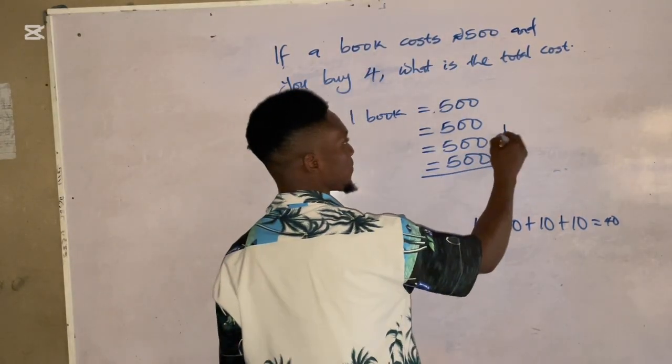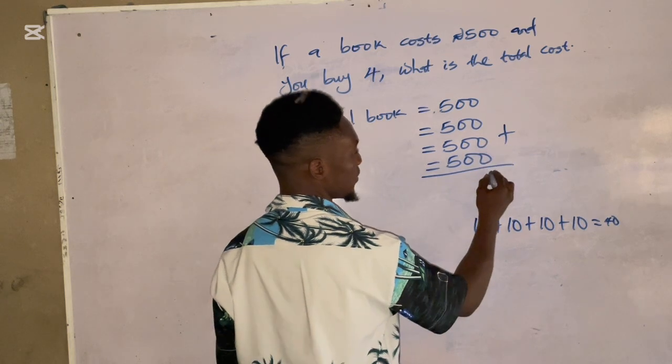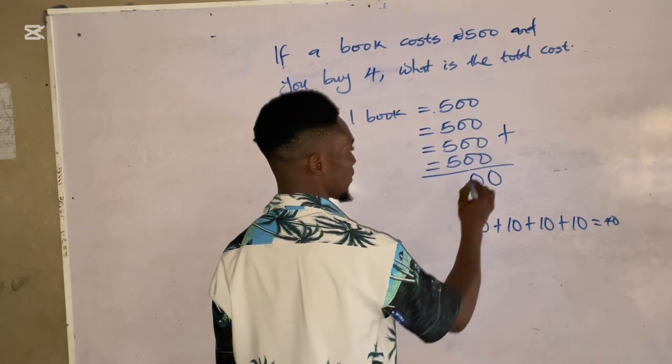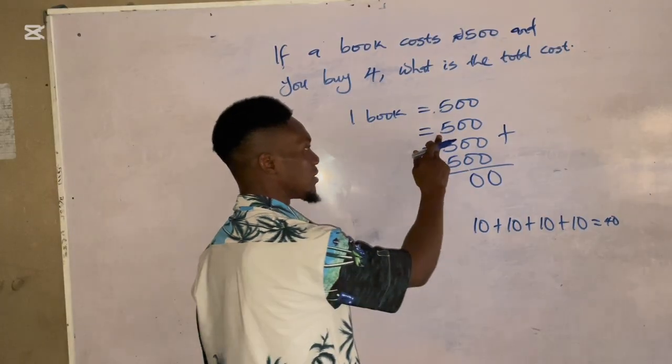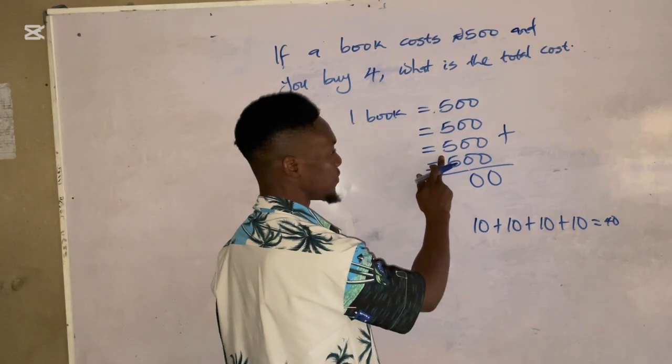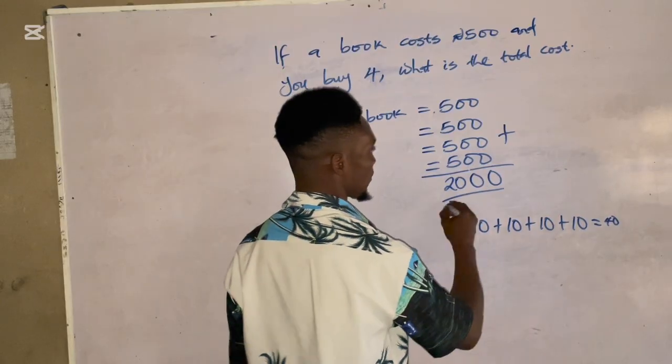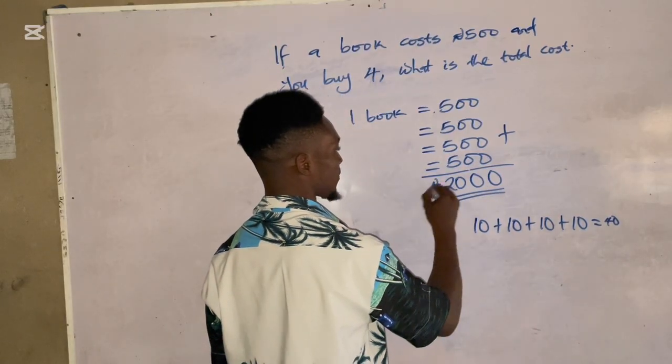You add up. 0 plus 0 plus 0 plus 0 is 0. 0 plus 0 plus 0 plus 0 is 0. 5 plus 5 is 10, 10 plus 5 is 15, 15 plus 5 is 20. And that will give us 2,000 naira.